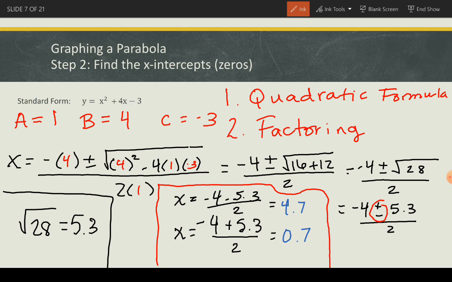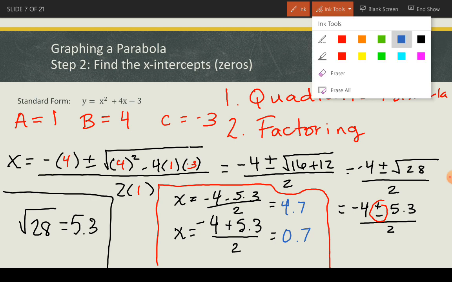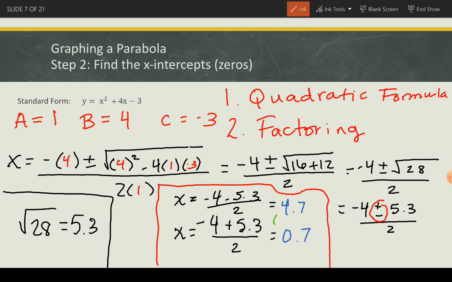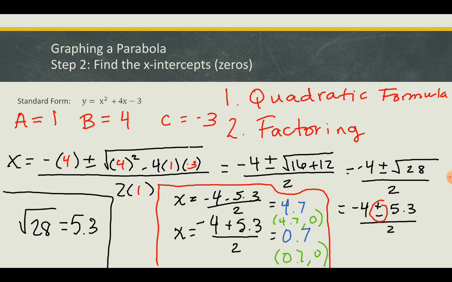So for our first one, -4.7, we would write this one as -4.7 comma 0, and our second one would be 0.7 comma 0. Okay, now we have our x-intercepts or zeros as points, so when we're ready to graph them, they'll be ready to go.